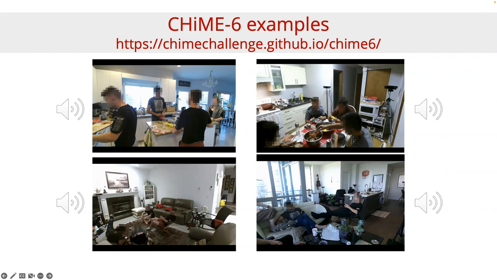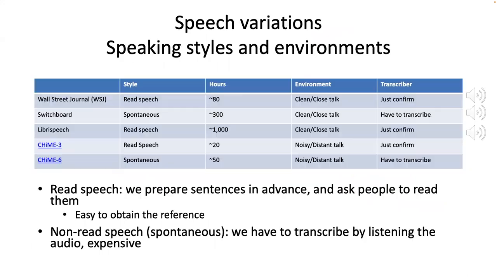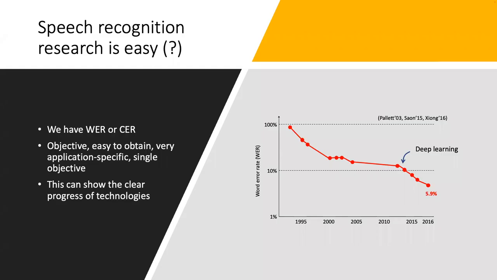You mentioned that on the slide that you showed before, 5.9% is the error rate of ASR right now. So what's the human error rate? Sorry, I'm assuming it's not perfect, given that we also couldn't understand.